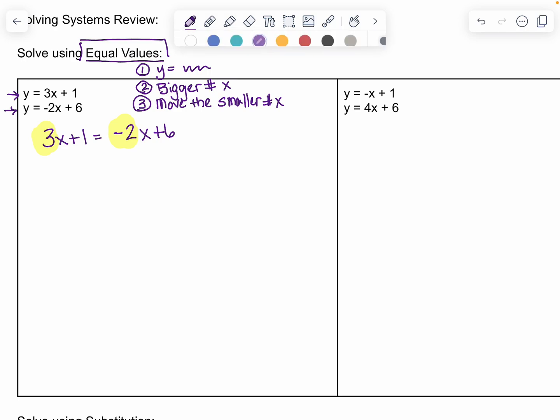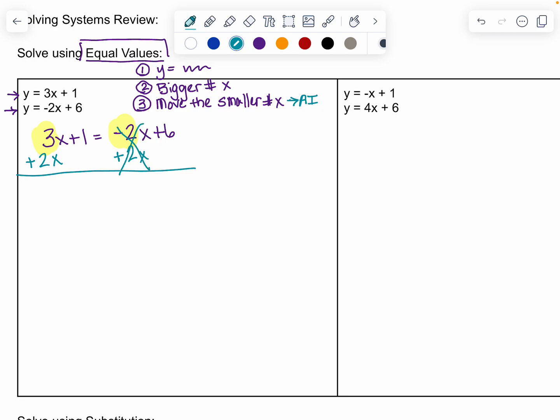And so since negative 2x is smaller than 3x, I'm going to do the additive inverse, which means the opposite of a negative 2x is a positive 2x. And whatever you do to one side of the equal sign, you jump and do to the other. And since everything I'm dealing with are x values, I'm going to line it up under the x. Now, these cancel, which makes life great. And I'm going to add going down.